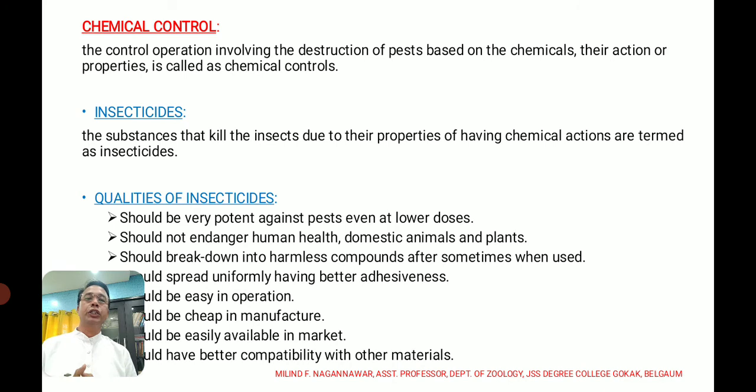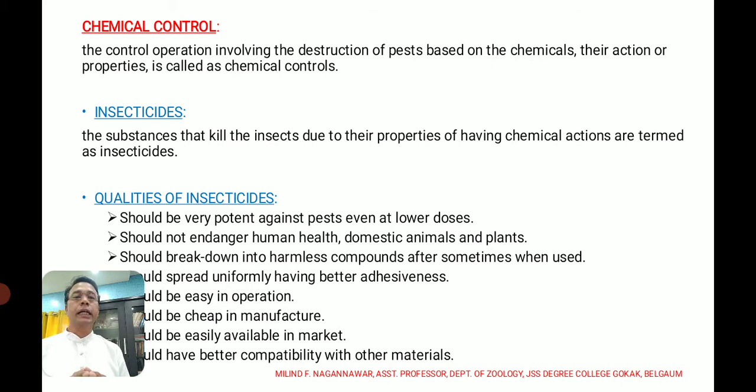Now, chemical control. The control operation involving the destruction of pests based on the chemical actions and properties is called chemical control. That is nothing but the use of chemicals to control the population of a pest, or to kill the pests by the use of chemicals, and that is called the chemical method of pest control. The main thing used in chemical control is insecticides.